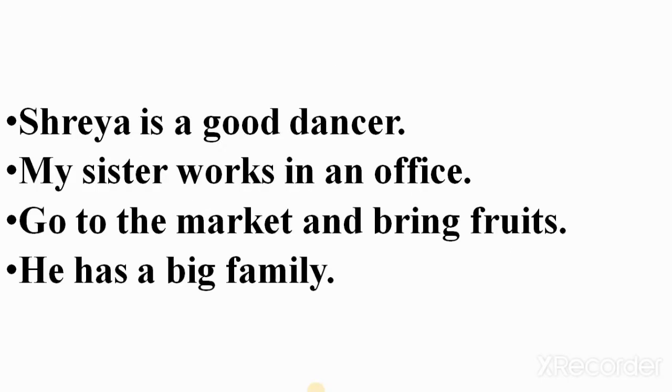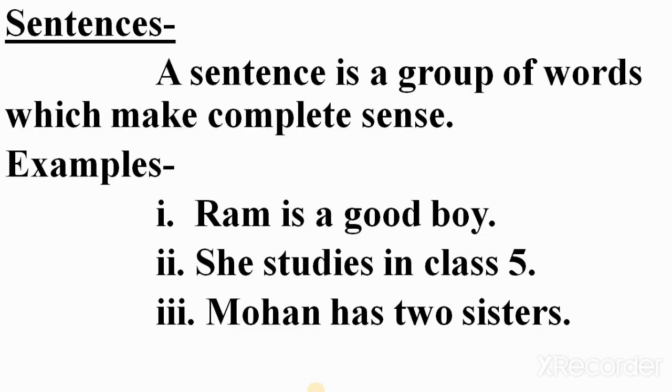We can say that when group of words is written in a proper way, they make a complete sense. This group of words is called sentences. So, a sentence is a group of words which make complete sense. Examples: Ram is a good boy. She studies in class 5. Mohan has 2 sisters. इस डेफिनेशन के अकॉर्डिंग सेंटेंस वर्ड्स का वो ग्रुप होता है जो हमें कंप्लीट सेंस दे. एग्जाम्पल के थ्रू अब आप समझ गए होंगे.